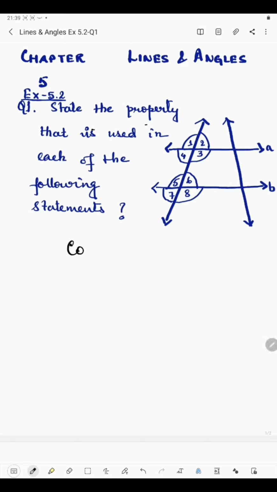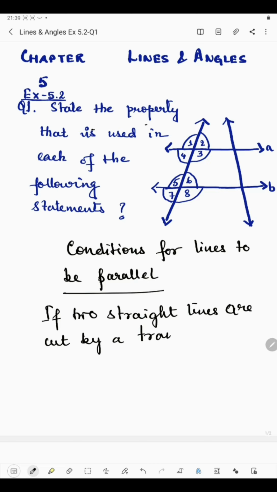So the conditions for lines to be parallel are: first, when two straight lines are given, and if the two straight lines are cut by a transversal, then corresponding angles are equal.